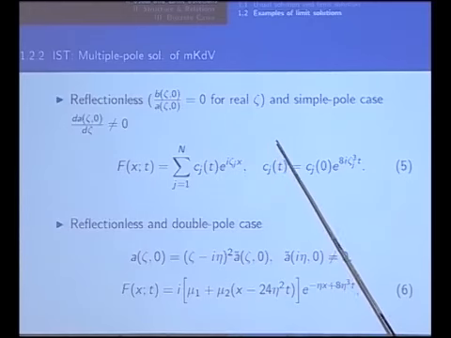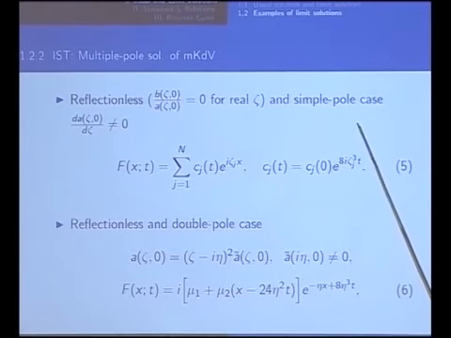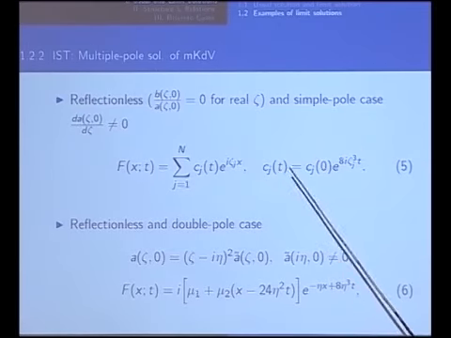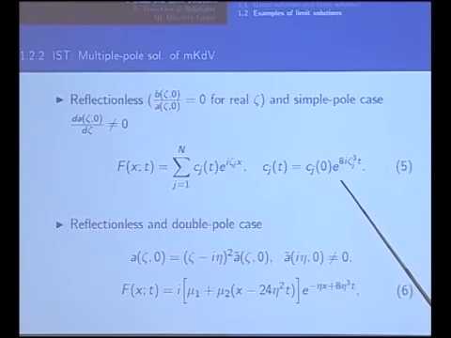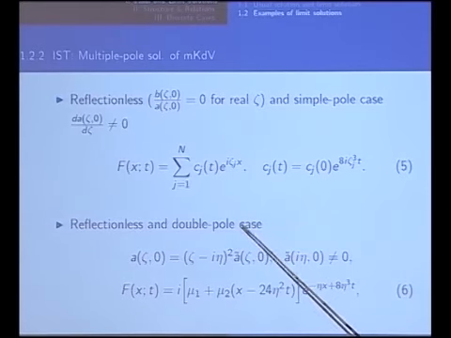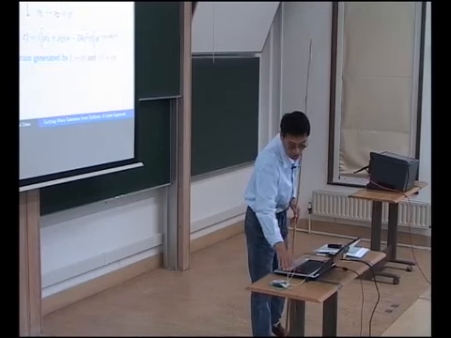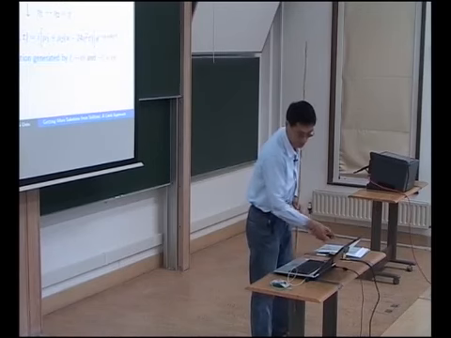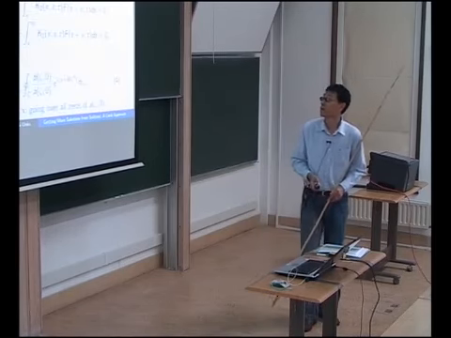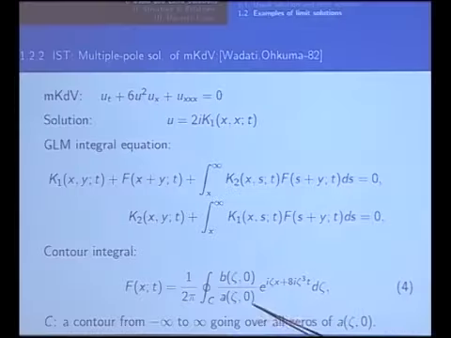So in general, for solitons, in reflectionless case, and the simple pole, the residue is very easy to get, and we can get normal solitons. But we can also get solutions if the pole is a double pole.